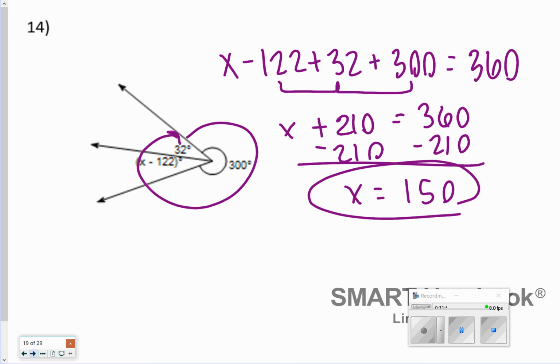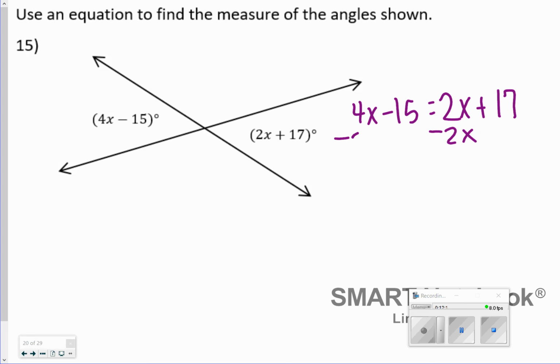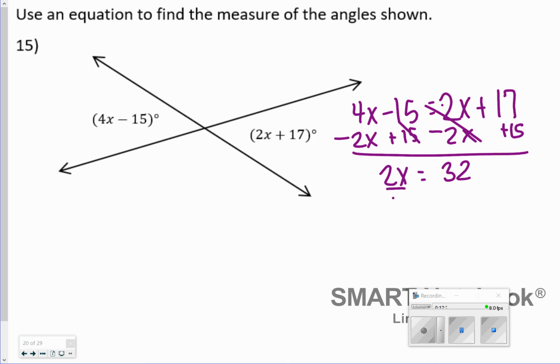15, you're just writing an equation to find the measure of angles, so not just stopping at x, but then plugging x back in. With these angles, they're both vertical, so I know that they're equal to one another. So 4x minus 15 is equal to 2x plus 17. My main goal is just to get x's on one side, so I'm going to move my x's to the left and my constants to the right. So I'm going to get 2x is equal to 32. And then when I divide here, I'm going to get x is equal to 16.